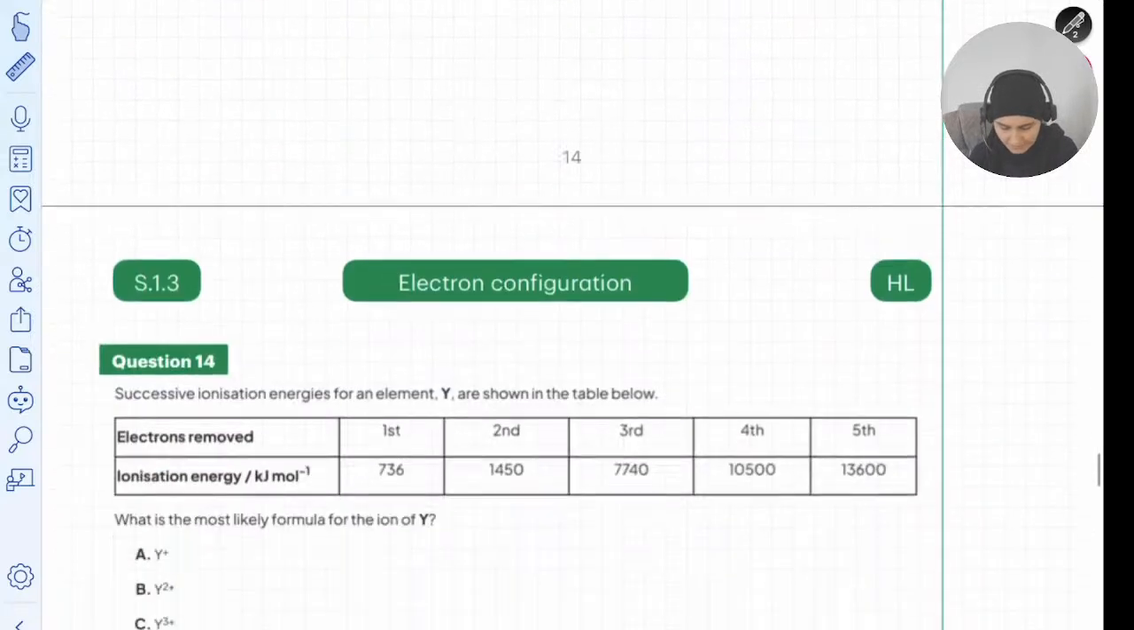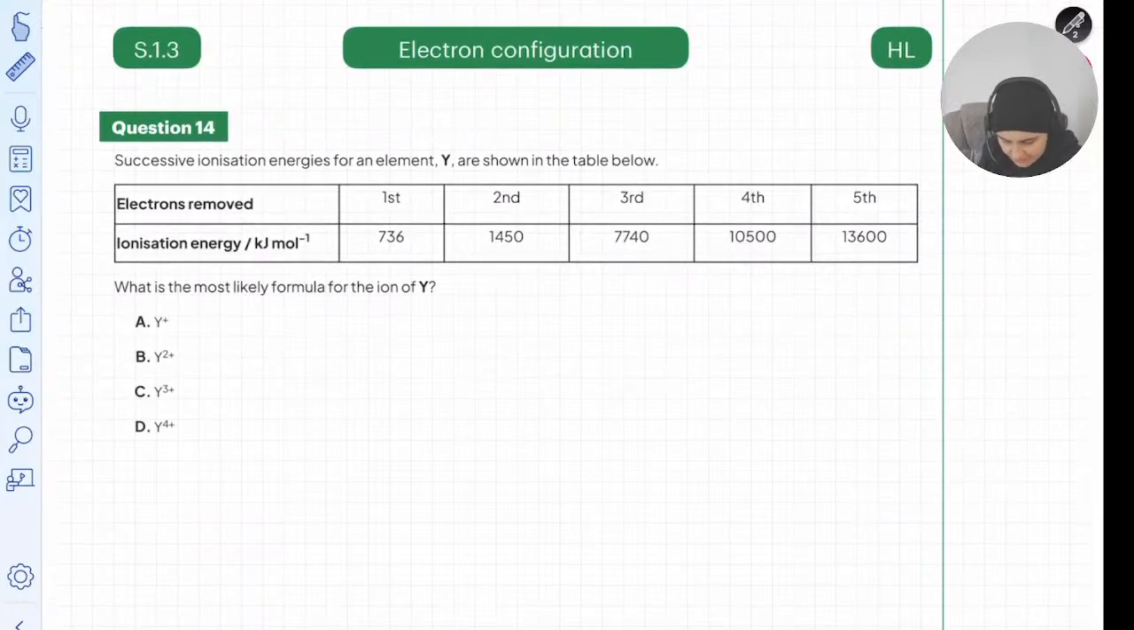Next question. Successive ionization energies for an element Y are shown. Okay, successive ionization energies, what is that? It's when you're removing electrons one by one, starting from the outer shell. Generally, the successive ionization energies increase, which means every next electron is harder to remove. But it wouldn't increase linearly, so you would see jumps in ionization energies, and the jump happens when you move to a new shell. So for example, if you think about it this way, I'll quickly draw.